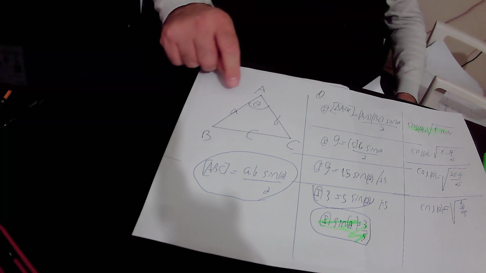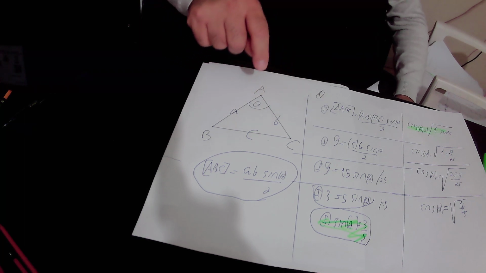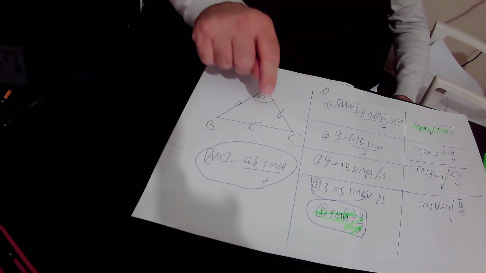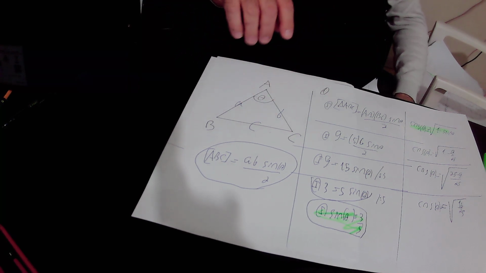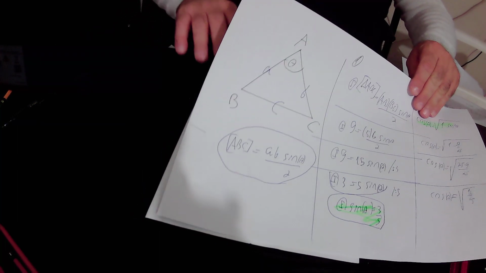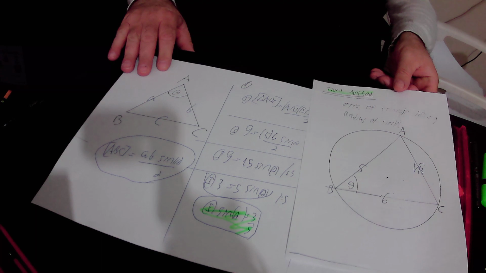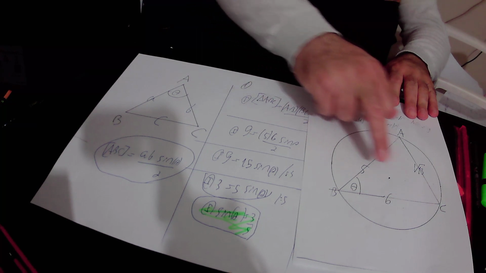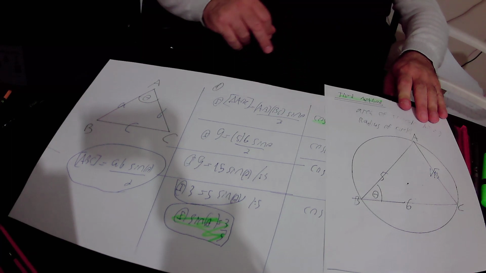If we have triangle ABC, that could be any triangle, side AB equals A units, side AC equals B units, and side BC equals C units, then according to the new formula, the area of this triangle ABC will be equal to A times B times sine theta over 2. So we actually found the area of triangle ABC according to the new formula: AB times BC times sine theta over 2.